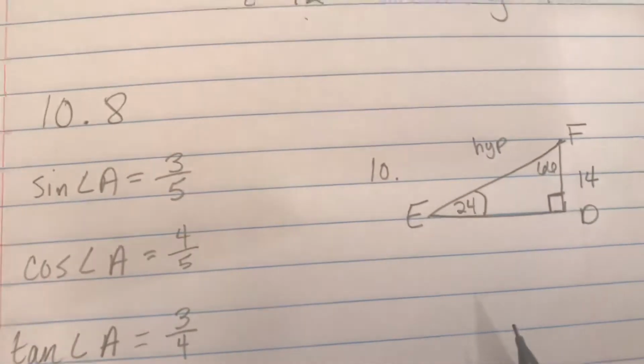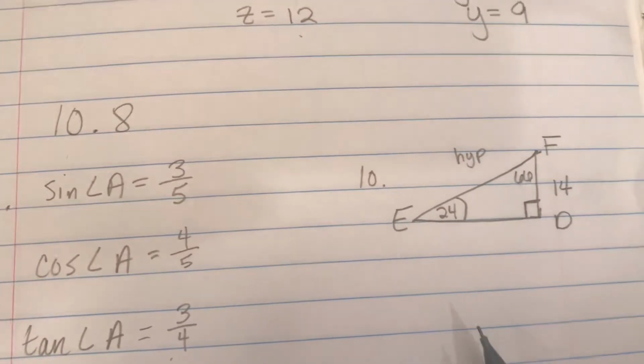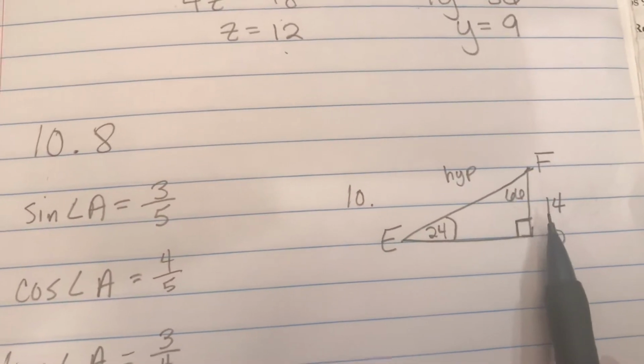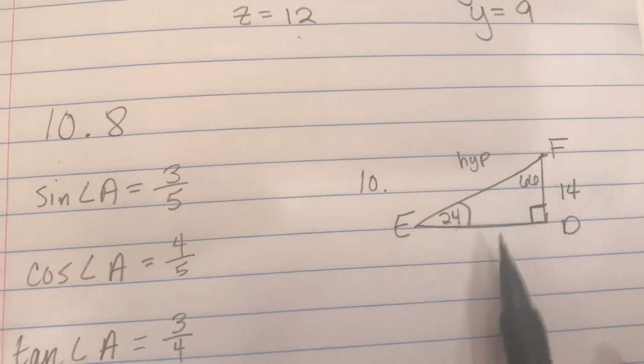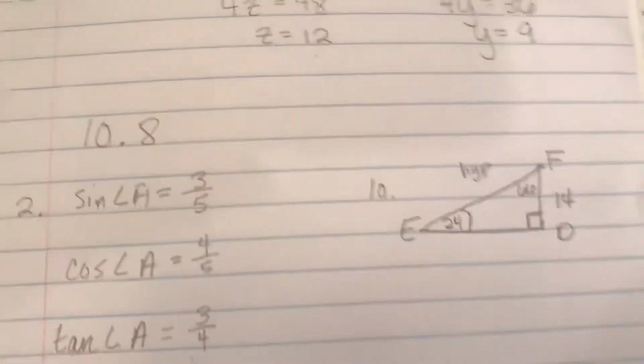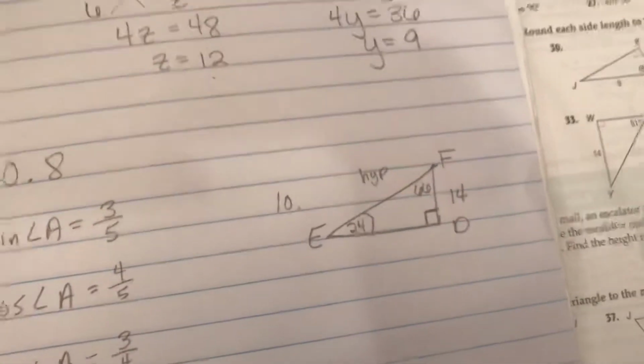So right off the bat, we already have all 3 of our angles, so that's good. We also have this side over here, so we really are only missing 2 sides. So it's only 2 unknowns that we are going to have to find.